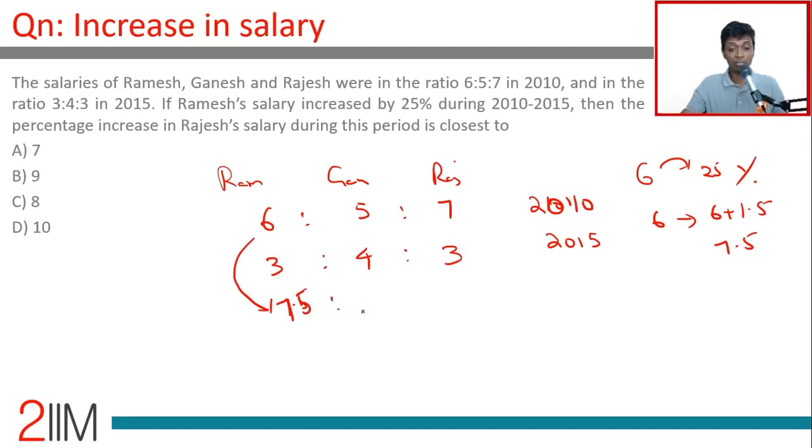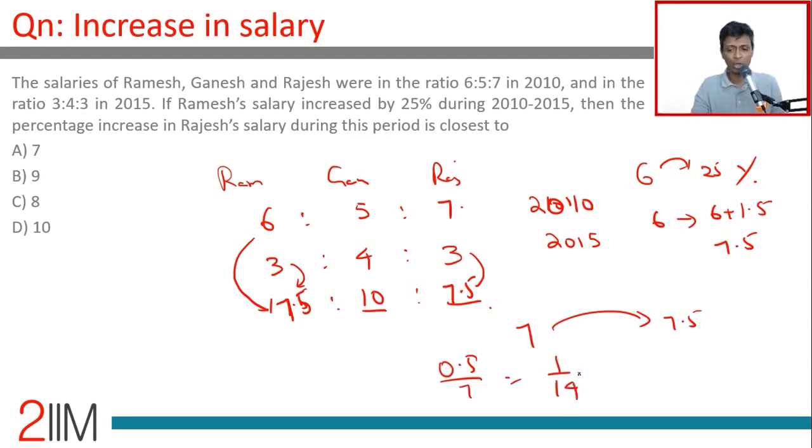3:4:3, 7.5 is to what? 3 into 2.5 is 7.5. 4 into 2.5 is 10. 3 into 2.5 is 7.5. The percentage increase in Rajesh's salary during this period is closest to... Rajesh's salary has gone from 7 to 7.5. Increase of 0.5 on a base of 7, or 1 by 14. 1/14th as a percentage is roughly 7.147, a little more than 7%.